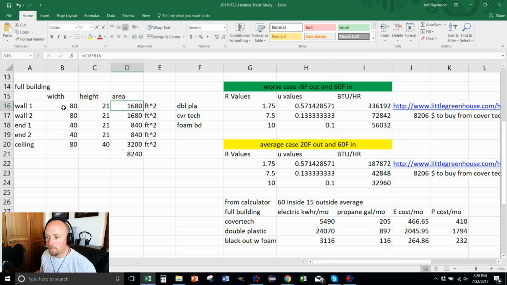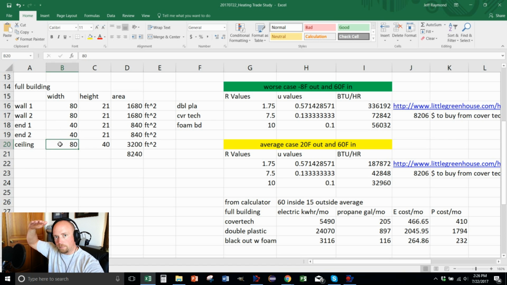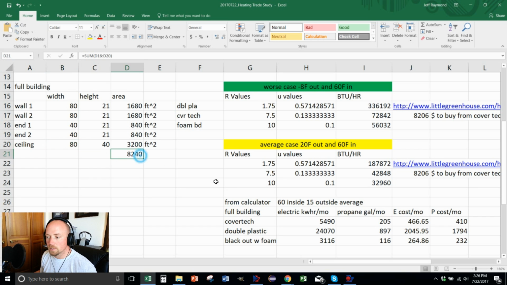So I have the first wall and the second wall. These are the long ones. And then I have the two end walls. And then you actually have the ceiling on top. So you have five sides total, and we're not counting the ground. That gives us a total of 8,240 square feet of area that we actually need to keep track of heat loss.